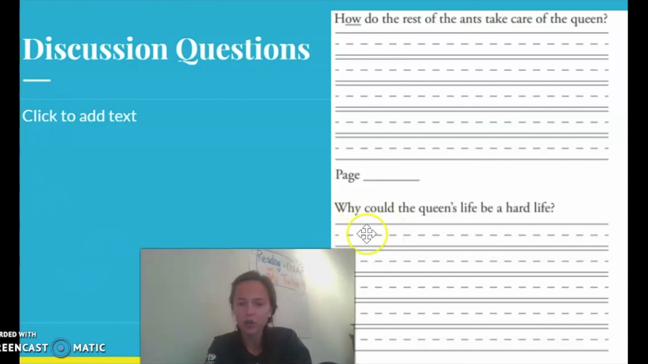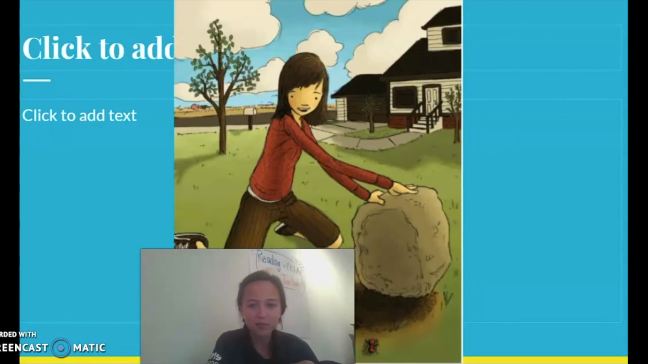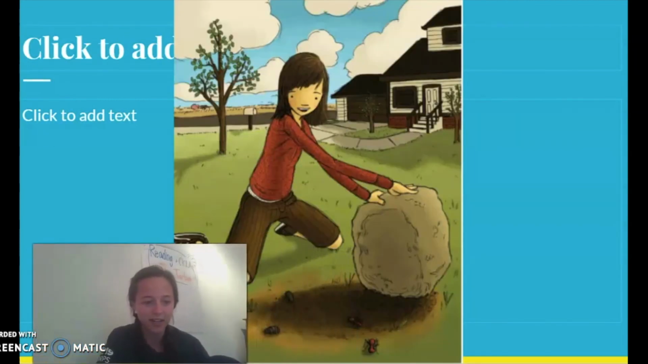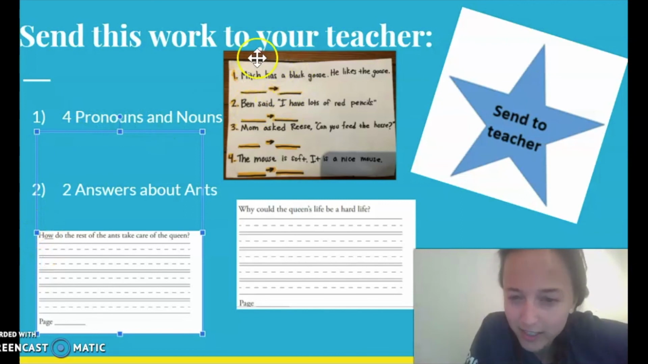The next question: why could the queen's life be a hard life? You do not need to rewrite this question. I want to make it less work on you. Don't rewrite this question. Just write the answer and the page number. I know you can do this. Oh, I forgot to show you this picture. There she is looking for the ants in her backyard. Here's the work that you should send to your teacher today. The 4 pronouns and the nouns. Remember, you only need to write the orange to connect the noun to the pronoun. And then 2 of these discussion question answers, just the answers.